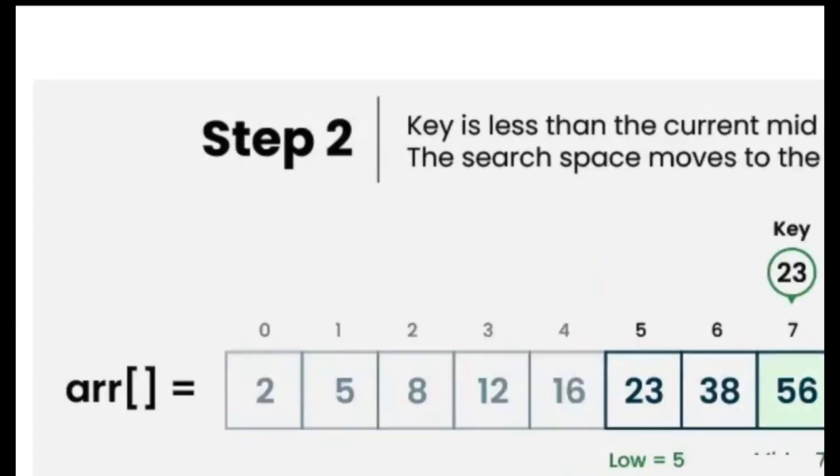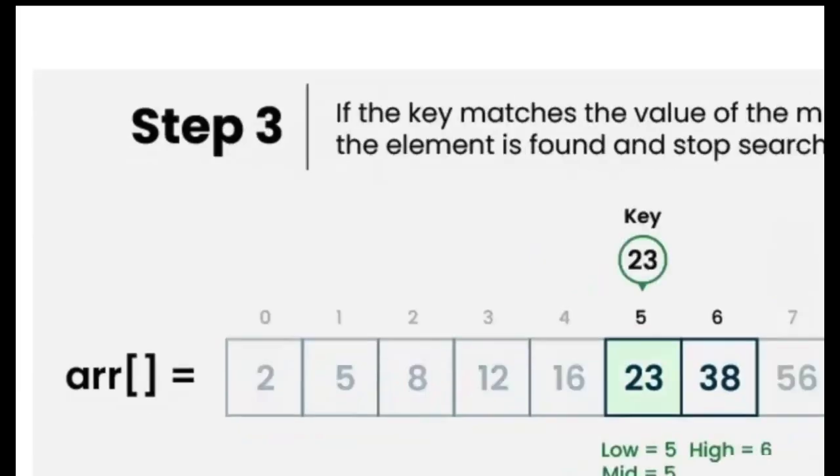So now the middle is 56 and the low is 23. You check the middle, 56 is greater than 23, so we now look at the left half. So now you just have 23 and 38. And because the middle is the same as the key, you have found the target value. And that's basically how binary search works. As you can see, it's a lot faster than doing a linear search.